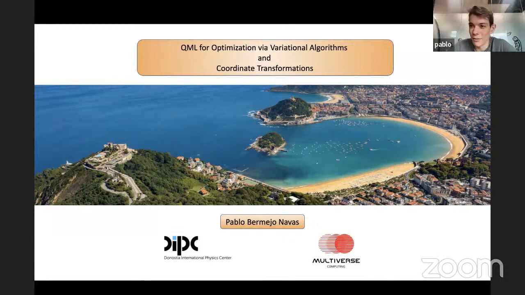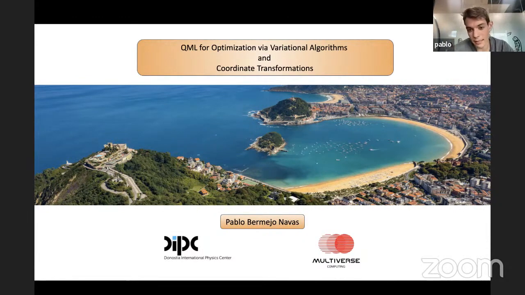Okay, thanks a lot for this presentation. I do not really need to dive in further myself, so let me just make a quick remark: in case you like this beautiful picture, the IPC is over here, super close to the beach. The very same for Multiverse, which is at the mountain, like I would say 4 kilometers away, and we have open positions both at the IPC for postdocs, in case you are interested in quantum machine learning, tensor networks, and so on, and at Multiverse Computing.